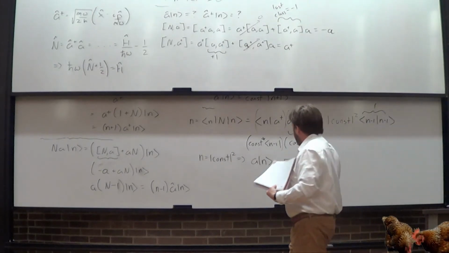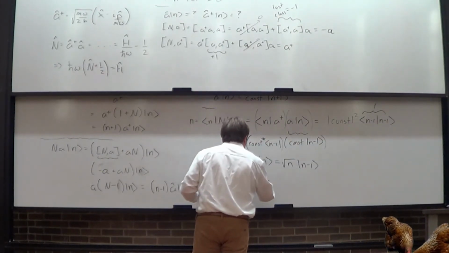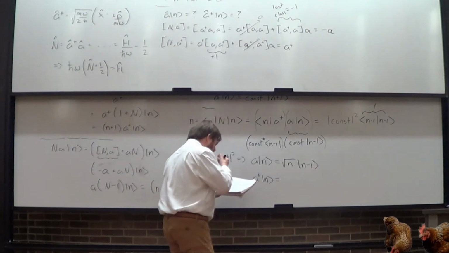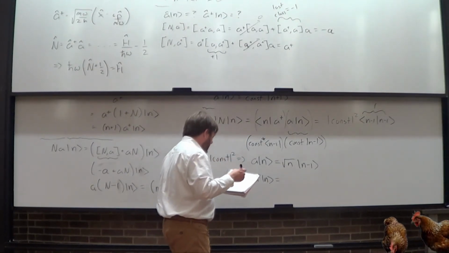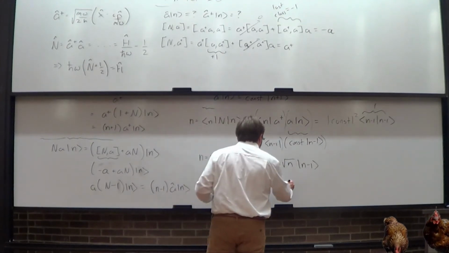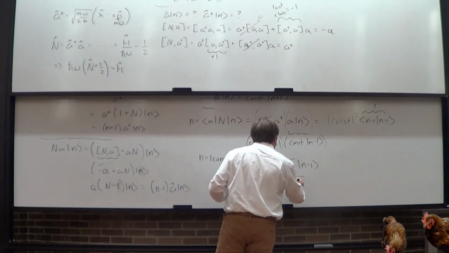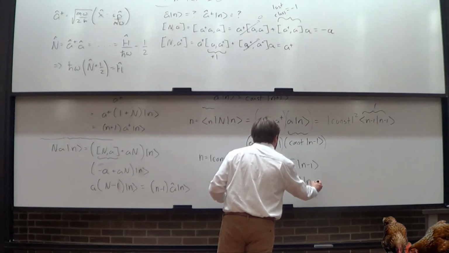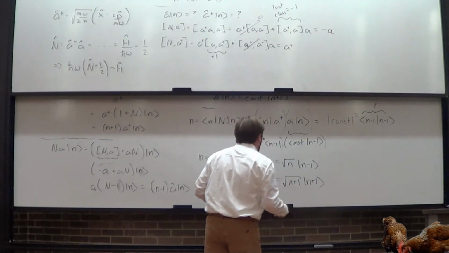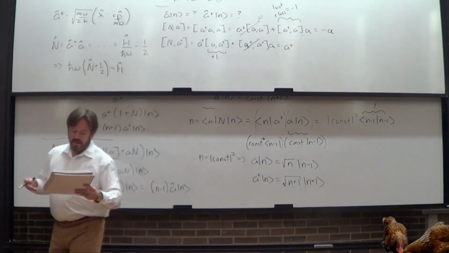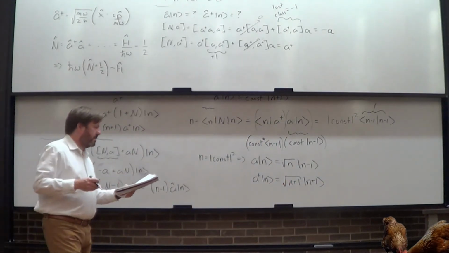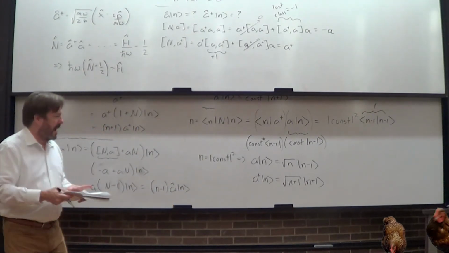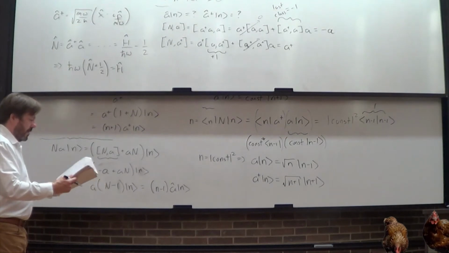By the same rigmarole, let me not do all the same thing again. Let me just say, if you go through that same rigmarole for creation, you get the square root of n plus 1, and you drive the state to one excited state higher.